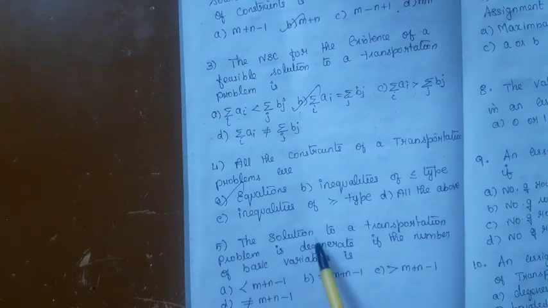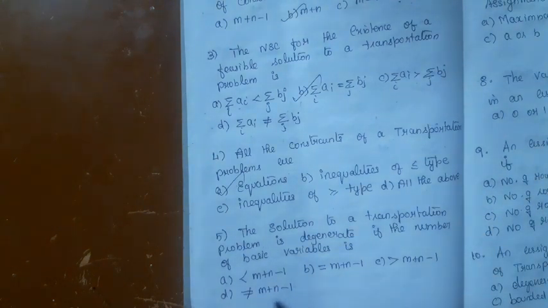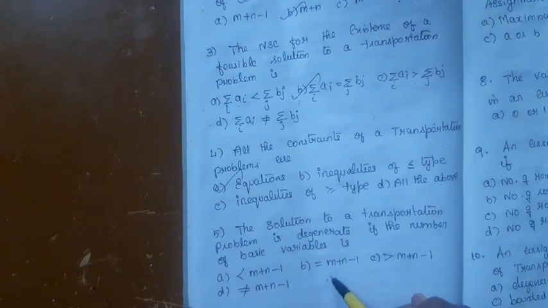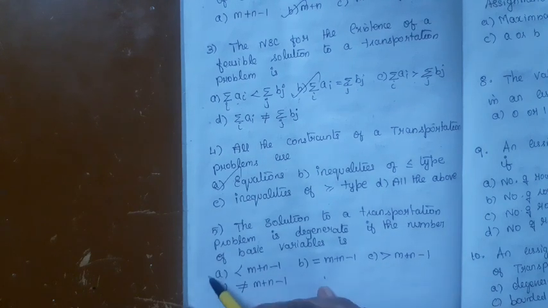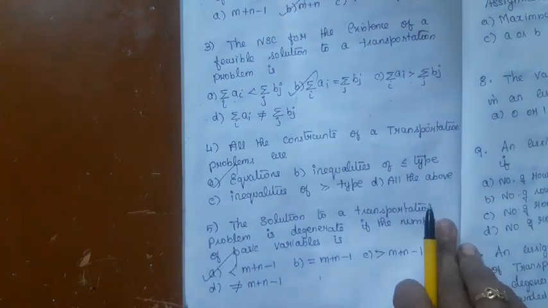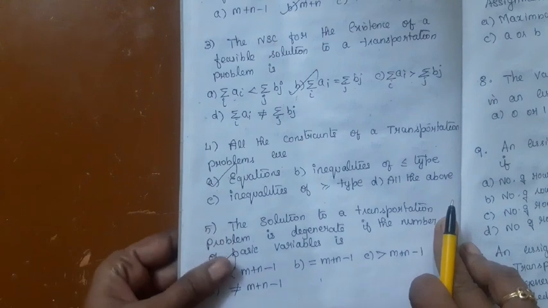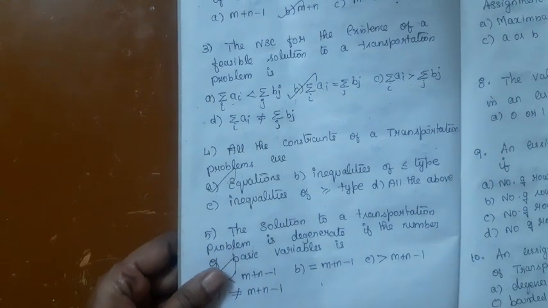The solution to a transportation problem is degenerate if the number of basic variables is less than m plus n minus 1. The number of basic variables should be equal to m plus n minus 1. If it is less than m plus n minus 1, it is a degenerate solution wherein you will introduce an artificial allocation by allocating a quantity epsilon while applying Modi method.